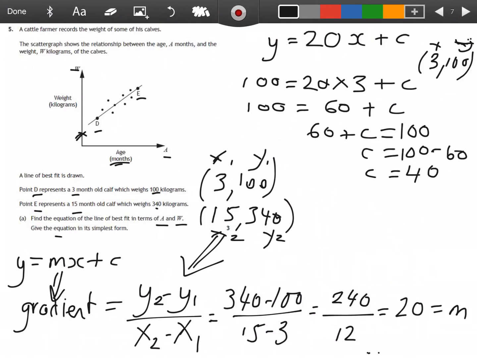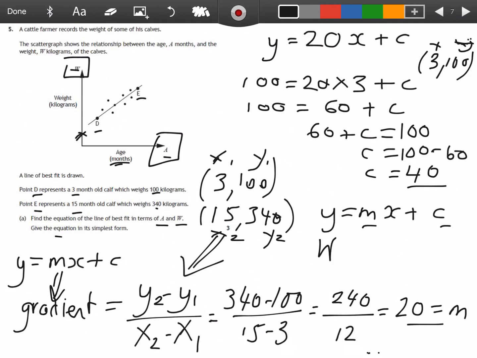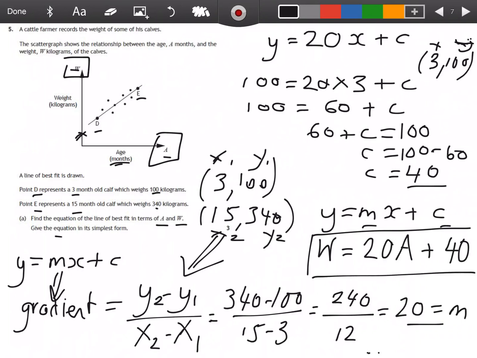So what is the equation of the line? Instead of y equals mx plus c, remember, put the numbers in the correct position. Not only the m and the c, which is 20 and 40, it's a and w. A is on the x-axis, w is on the y-axis. So it's w equals, the gradient's 20, the x value is a letter a, plus the c value is 40. So that is our answer there. That is the equation of this line. That's part A. Part B.